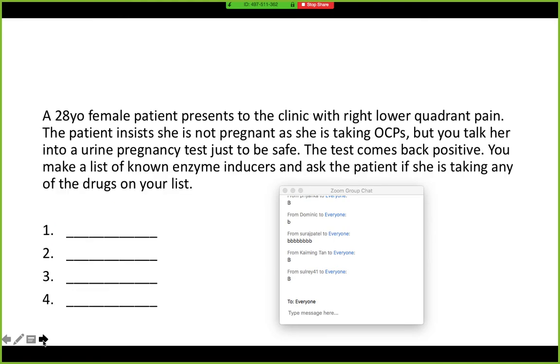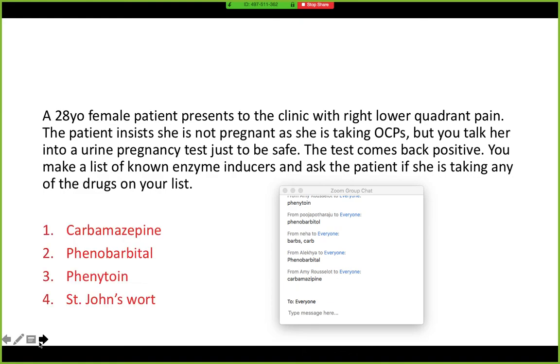All right, a 28-year-old female presents to the clinic with right lower quadrant pain. She insists she's not pregnant as she's taking oral contraceptive pills, but you talk her into a pregnancy test and it comes back positive. So before you go visit her, you make a list of enzyme inducers to ask her about. Give me some examples. Yep, so St. John's wort. That's probably your ding ding for tomorrow. But what were three other anti-seizure medications that she talked about that were enzyme inducers? Yep, phenytoin, phenobarbital, carbamazepine. Yep. So St. John's wort, phenytoin, phenobarbital, and carbamazepine.